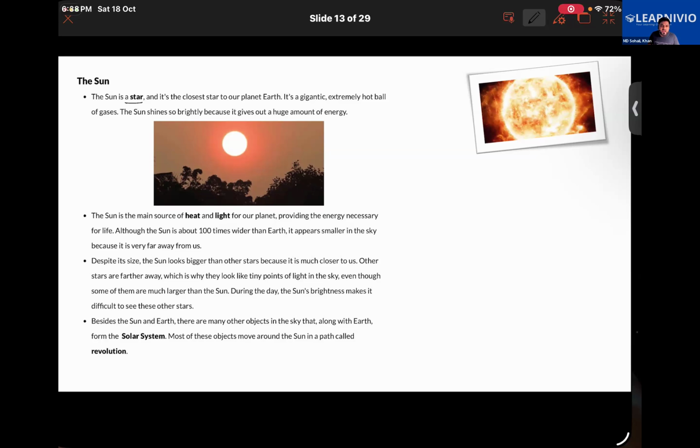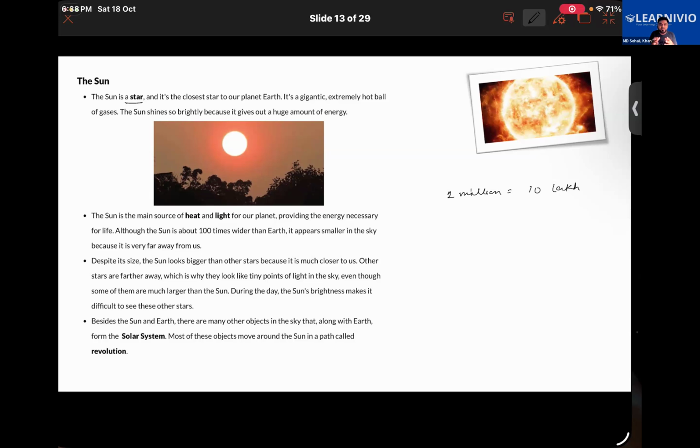There's a very interesting fact about our sun. Roughly 1 million Earths could fit inside the sun. It is so huge in size. 1 million equals 10 lakh. So imagine 10 lakh Earths can fit inside the sun. It is so gigantic in size. So the sun is at the center of the solar system.